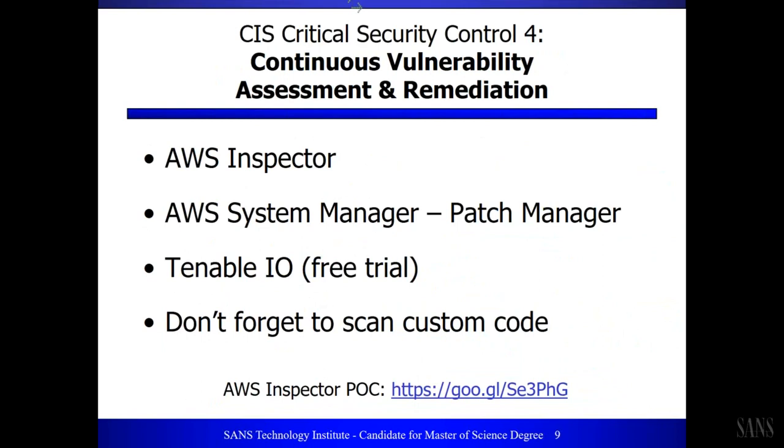So on this slide, I've provided a link to a proof of concept that provisions and runs Inspector. This POC script takes the latest Amazon Linux AMI, and then it launches an EC2 instance with the AWS Inspector agent that is installed at boot time. It then proceeds to run a vulnerability scan. And when I ran this script last week, it generated 46 findings that were either medium or highs.